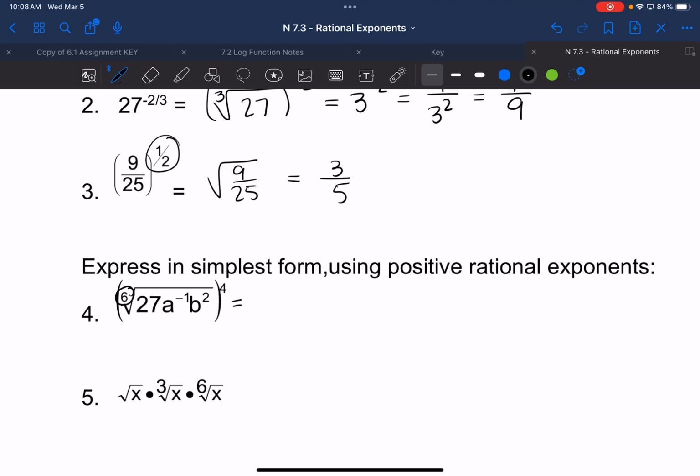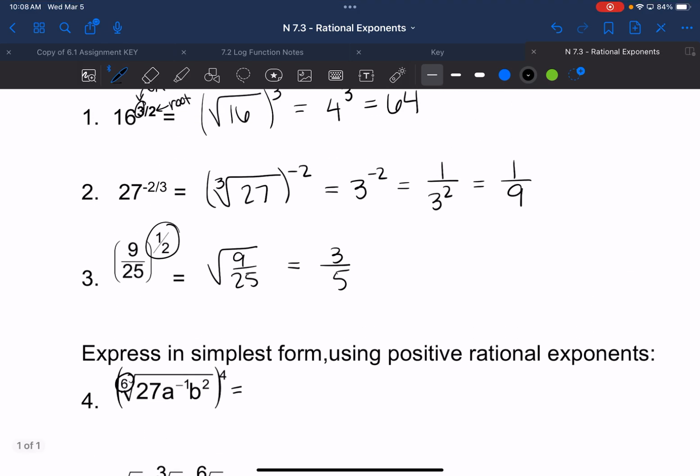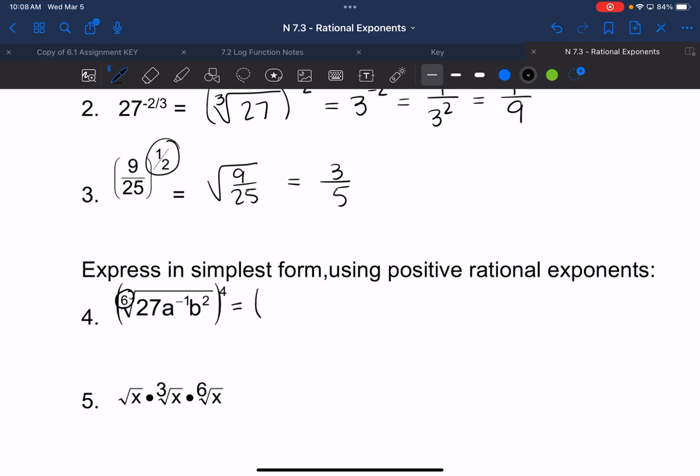But let's think about this. 27, not an ideal value there, right? I want to simplify it if I can, okay? So earlier, up here, we had 27, and we took the third root of it, right? So 3 to the third power is the same as 27, okay? So what I'm going to do is rewrite 27 as just 3 to the third power, okay?